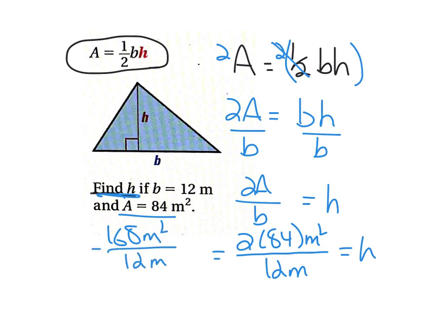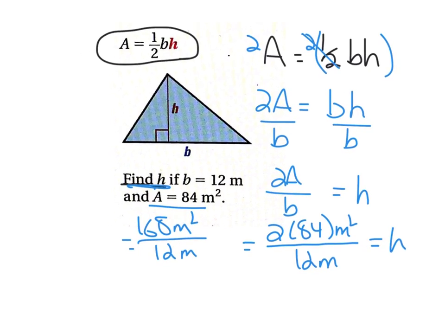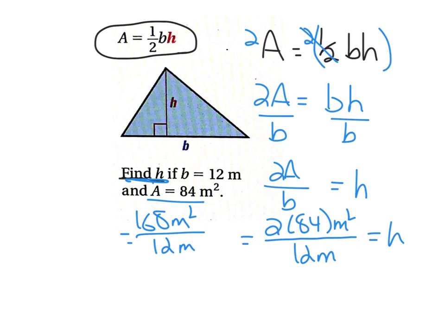Now watch what happens here. One more step. If I divide 12 into 168, it goes 14 times. So I'm going to get 14 for the height. But what happens with the measurements? Meters and meters squared cancel and just leave me meters. So 14 meters, which is pretty neat for the height.